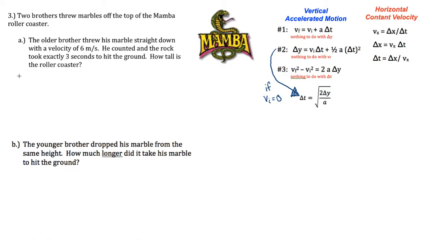Okay? So, usually our velocity initial is 0 because it's usually something that's just dropped. In this case, it was thrown. So our VI in the vertical direction is 6 meters per second downward. So we have to have a negative as our initial velocity. He counted and the rock took exactly 3 seconds, so our delta t for this problem is going to be 3.